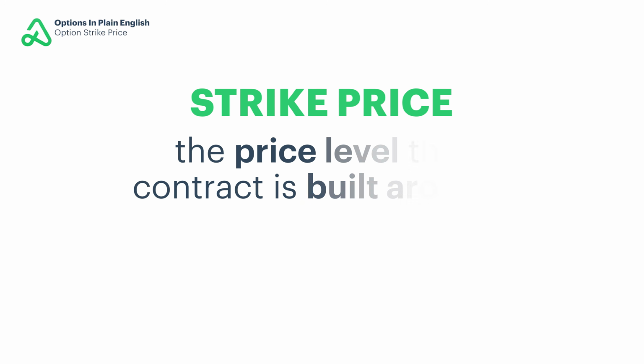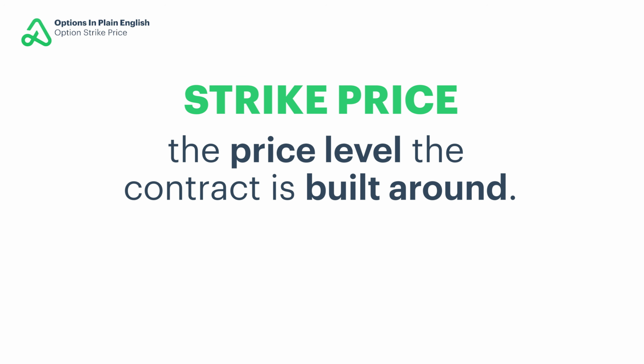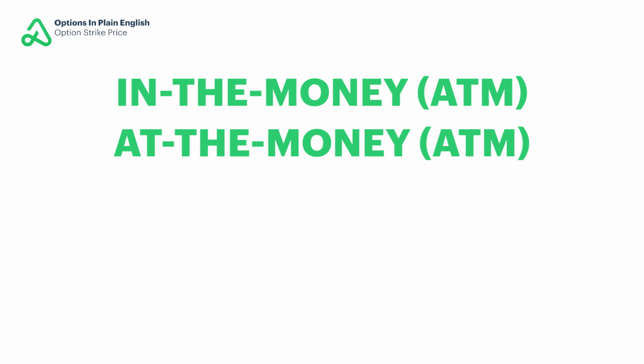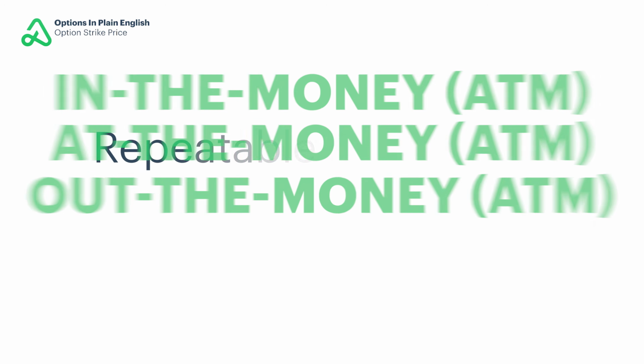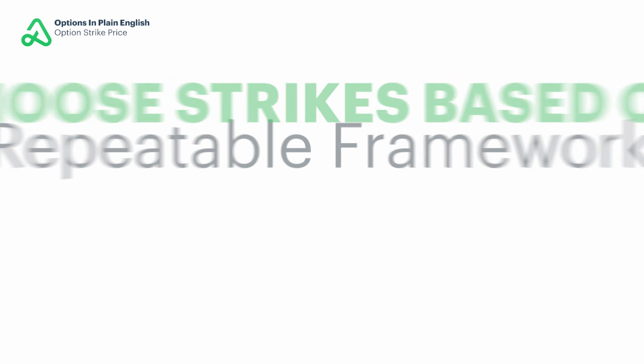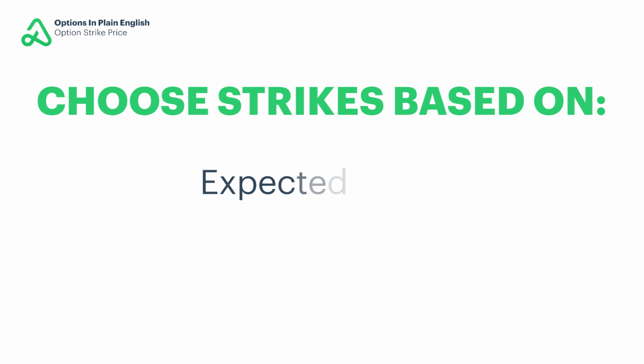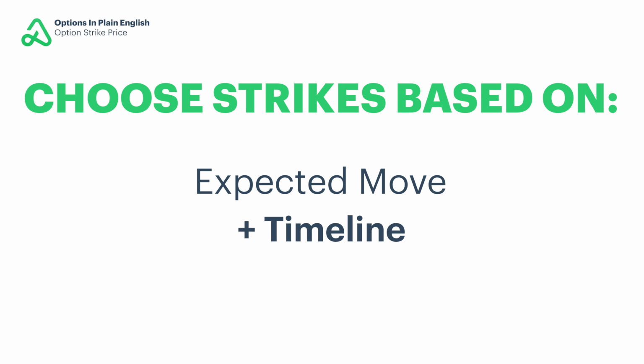All right, so quick recap. Strike price is the contract's line in the sand. It changes cost and sensitivity. In the money, at the money, and out of the money give you a repeatable framework, and you choose strikes based on expected move plus timeline, not cheapness.